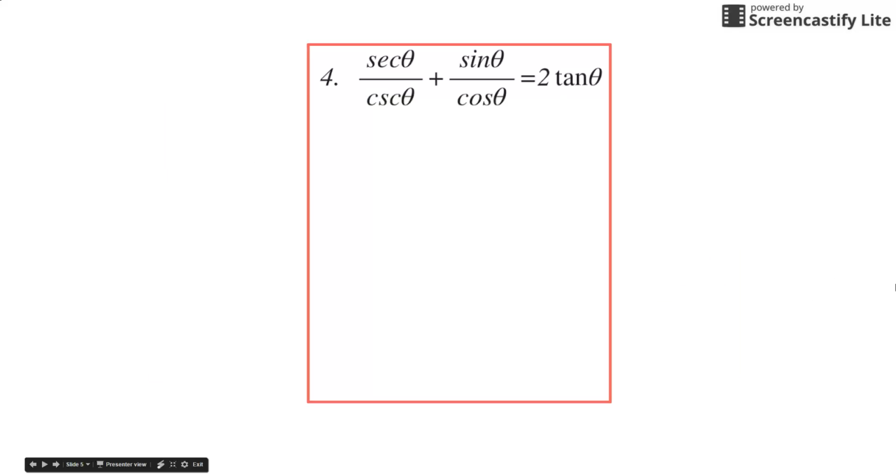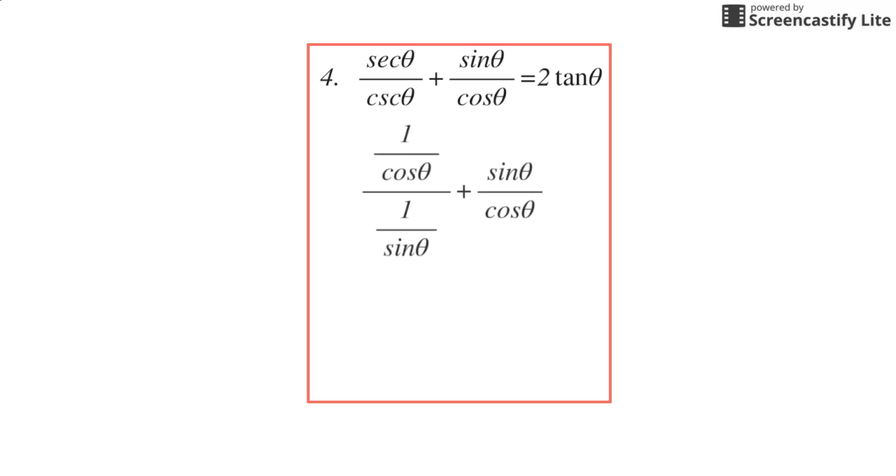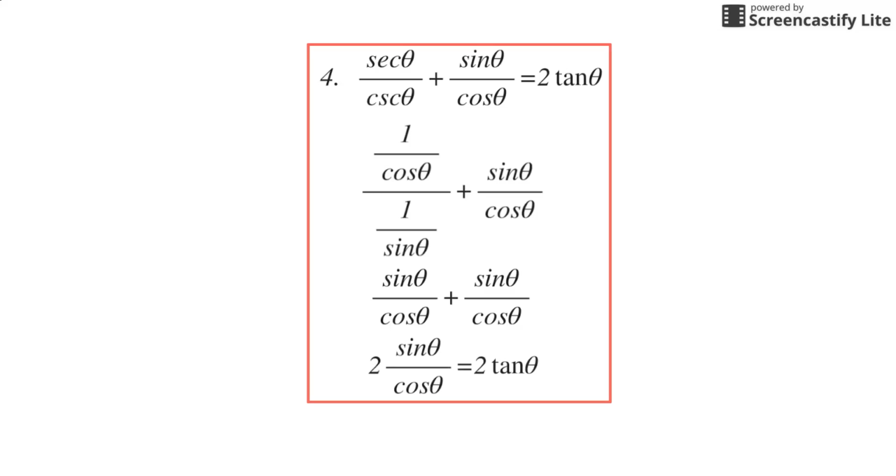In this problem, the left side is more complicated, so we'll separate sines and cosines, and then get rid of a fraction within a fraction by multiplying the numerator by the reciprocal of the denominator, and you're left with sine over cos plus sine over cos, which is 2 sine over cos, which is actually 2 tan.